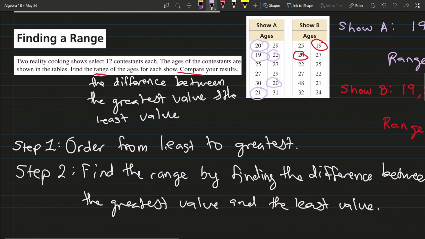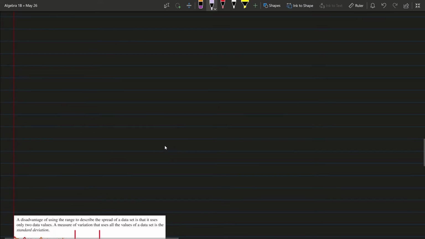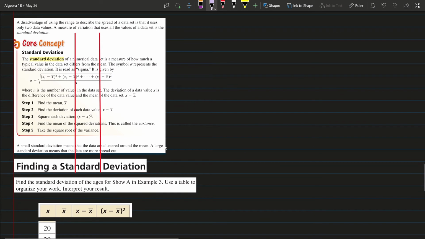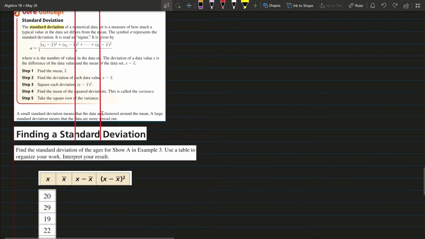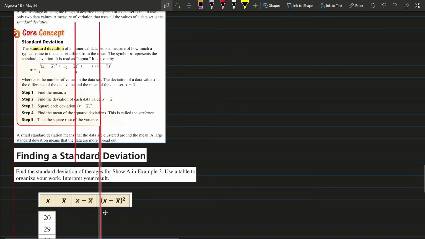All right, let's move on to the next one. All right, so now we have standard deviation. Okay, let me fix something real quick. Notice there's an issue here. I don't know how this line moved down here.